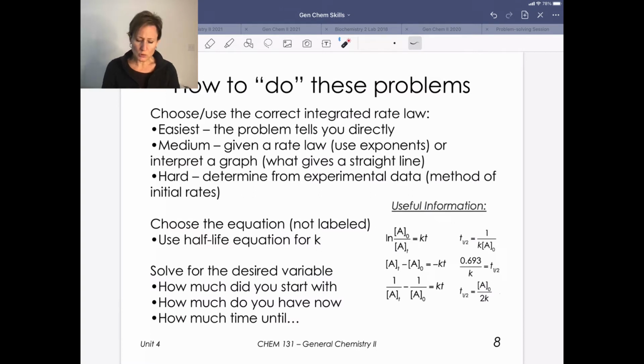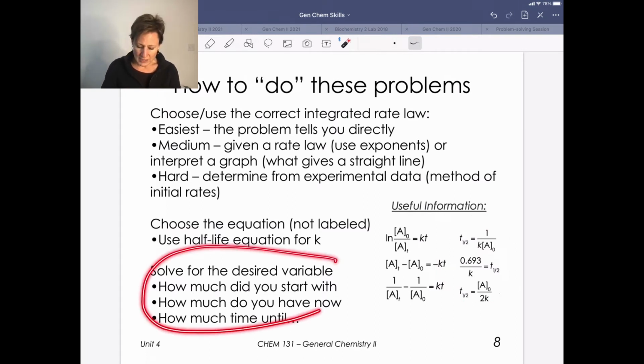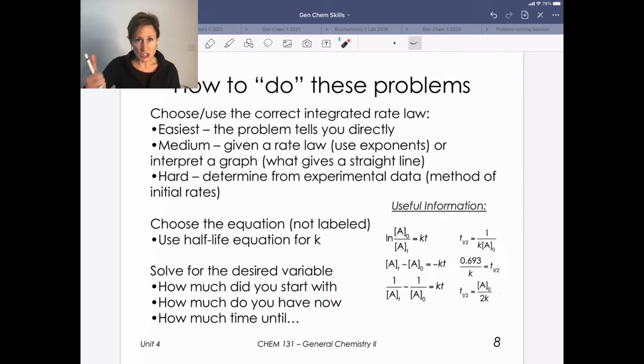Well, once you choose the correct integrated rate law, or know what the rate law is, and know what the order of the reaction is, then you're going to choose the equation that you need, right? You can use the half-life equation. Here are your half-life equations. You might need to use that half-life equation to solve for k, and then solve for the desired variable. How much did you start with?